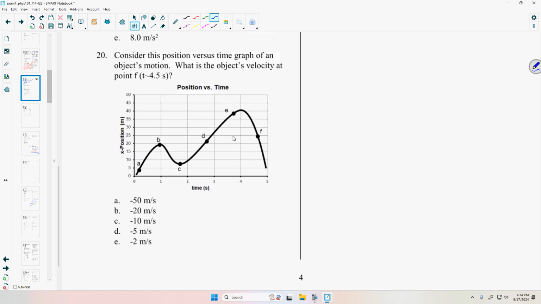Okay, so at point F, I want to know the object's velocity. On this one, you have to draw the tangent line. And you might draw a tangent line that's a little bit different from mine, but don't freak out if you do that. And if you find a slope that's not on there, you'll just find the one that's closest to what you find. At point F, the tangent line at this point is something like that. So to find that, I have a rise of minus 50. That's 0 minus 50. And then a run of 1. So the slope is minus 50.